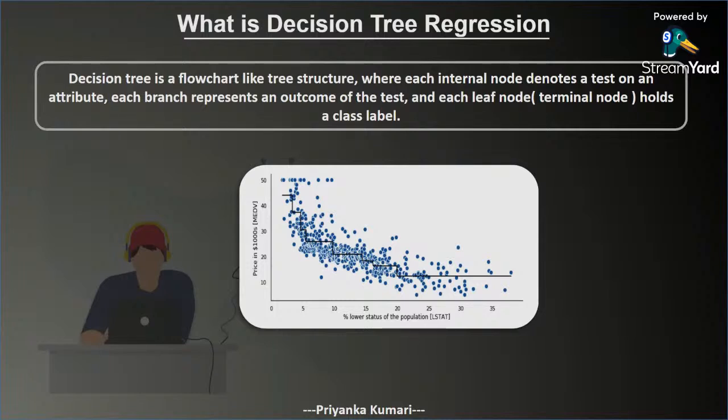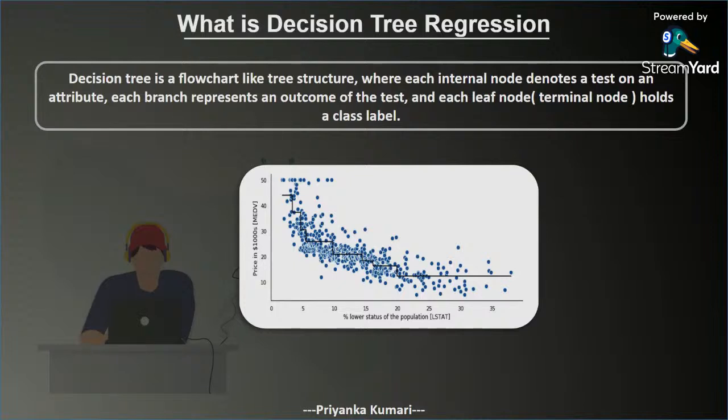So let's start with what a decision tree is in technical terms. A decision tree is a flowchart-like tree structure where each internal node denotes a test on an attribute, and each branch represents an outcome of the test. And each leaf node, which is also known as a terminal node, holds a class label. This definition says that just like natural trees, decision trees work in the same way. There is a root node, and the root node is connected to several internal nodes, and at last there is a leaf node which holds the label of the class.